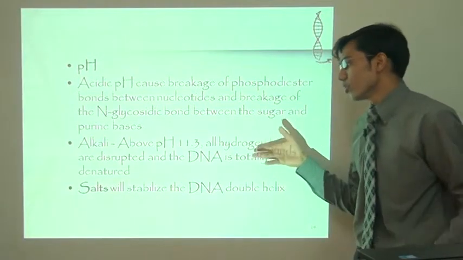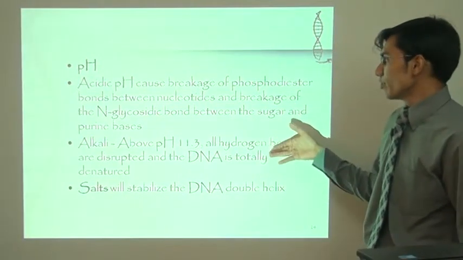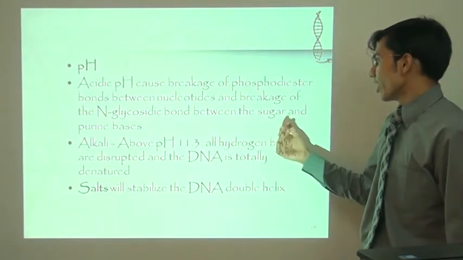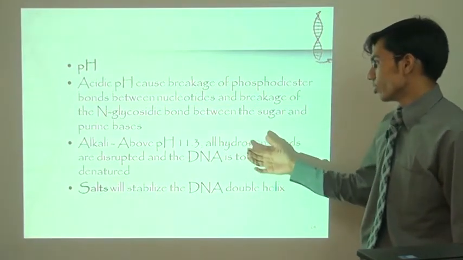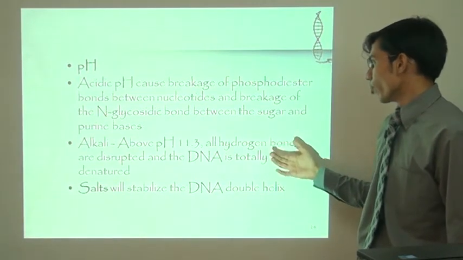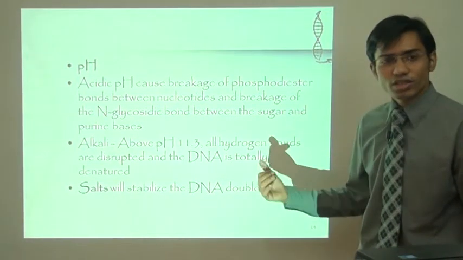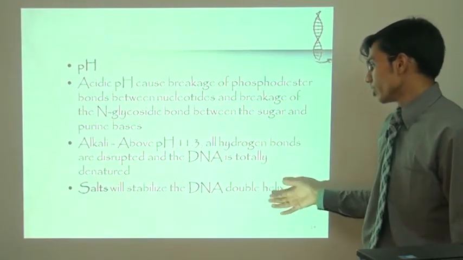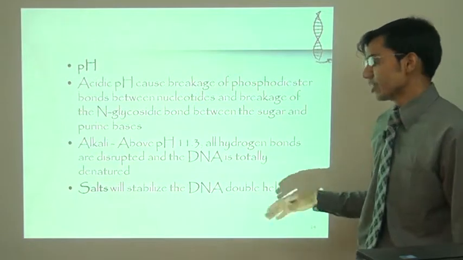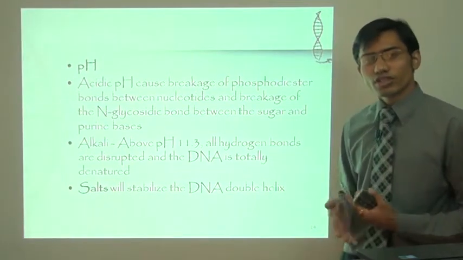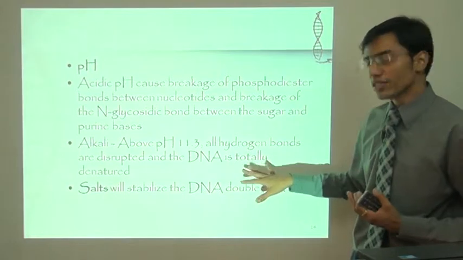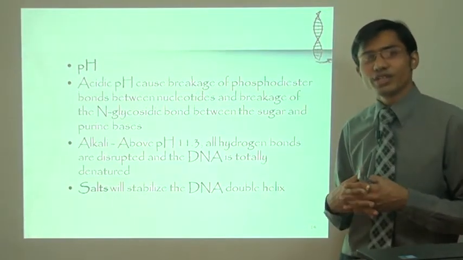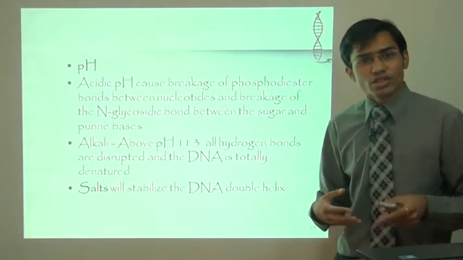Then another factor is pH. Acidic pH causes breakage of the phosphodiester bond between nucleotides and breakage of the N-glycosidic bond between the sugar and purine bases. It will cleave the phosphodiester bond. In alkali above pH 11.3, all hydrogen bonds are disrupted and DNA is totally denatured. Above pH 11.3, DNA becomes denatured single-stranded DNA. Salts will stabilize the DNA double helix. Salts are used to precipitate DNA during practicals, right?